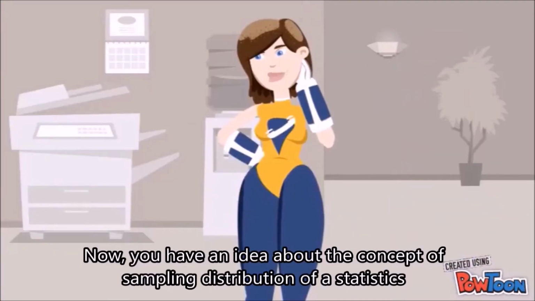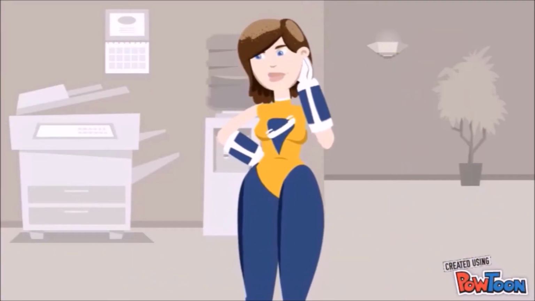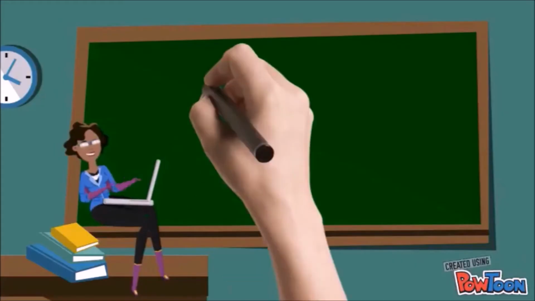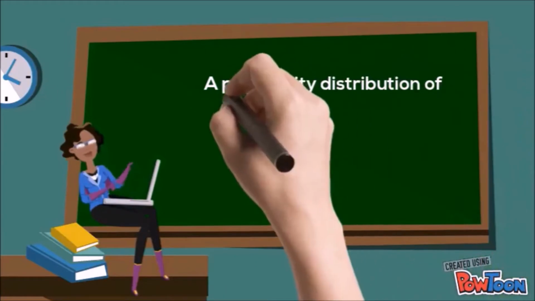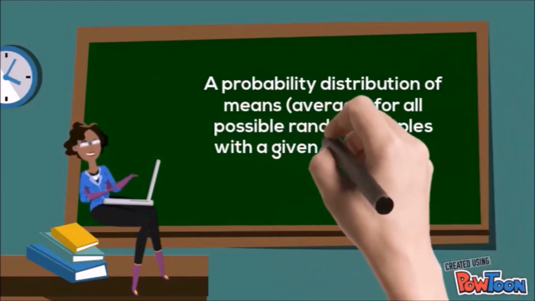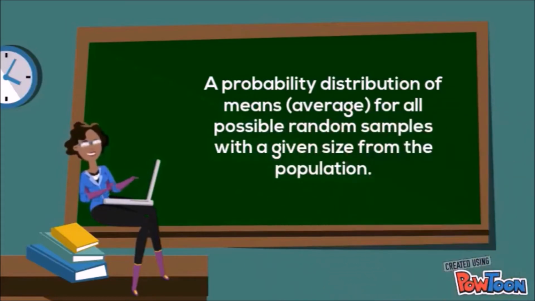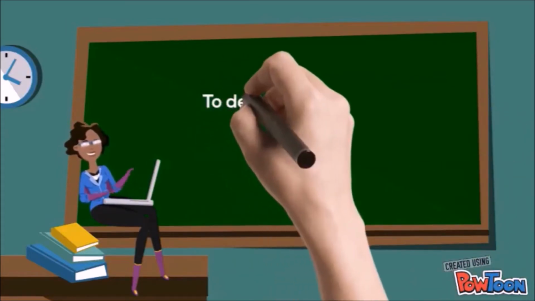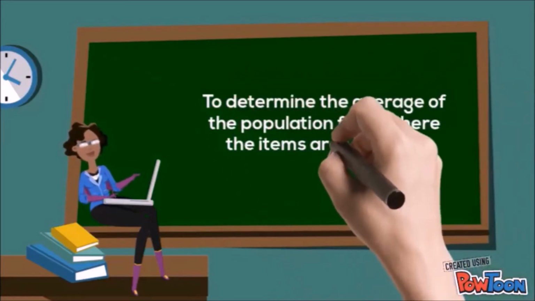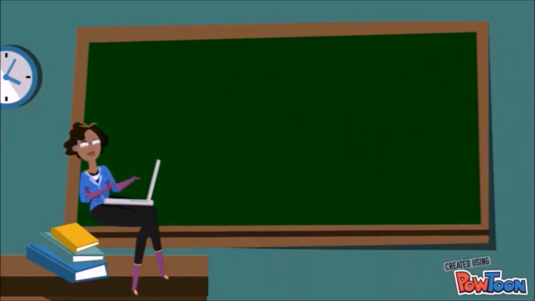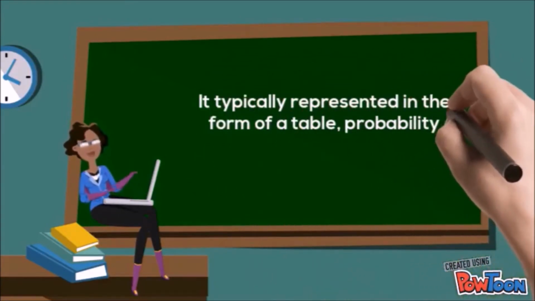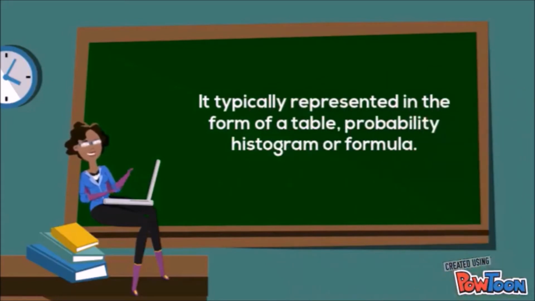Now, you have an idea about the concept of sampling distribution of a statistic. Next, let's proceed to explain what is the sampling distribution of mean. Sampling distribution of mean is a probability distribution of means for all possible random samples with a given size from the population. It is used to determine the average of the population from where the items are sampled, and is typically represented in the form of a table, probability histogram, or formula.